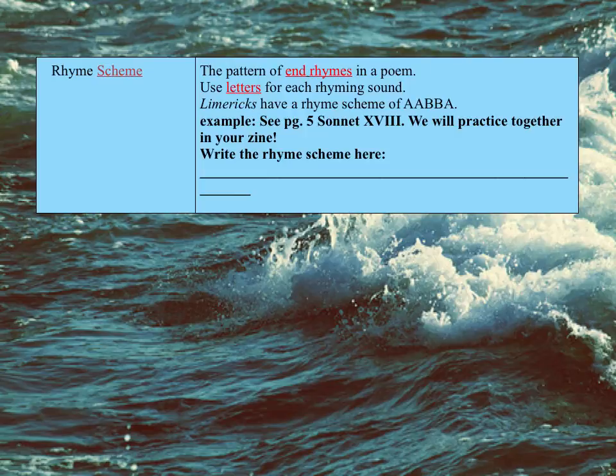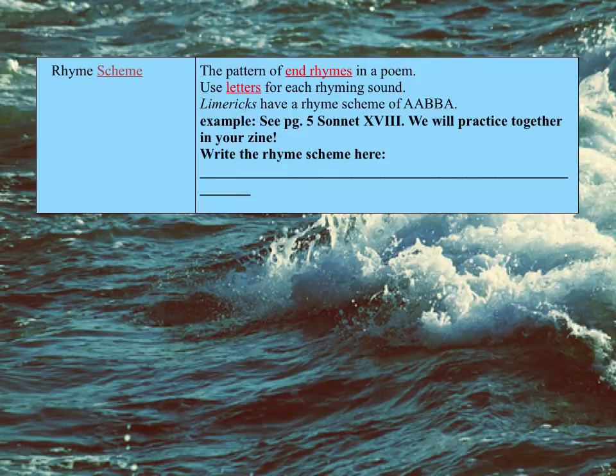So we always start with an A when we do rhyme scheme. So we would name line 1 rhyme A. So write a capital A on the line. Does temperate rhyme with day? No, so we'd call that rhyme B. Does may rhyme with temperate or day? Yes, it rhymes with day, so you'd call that rhyme A.